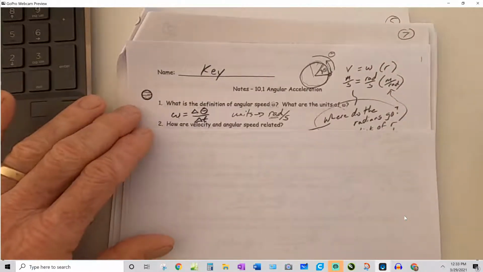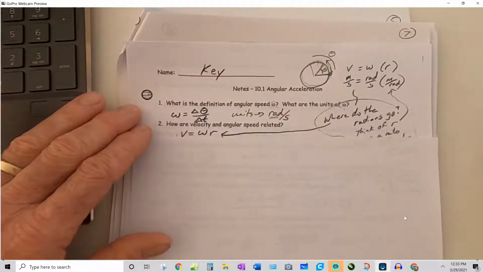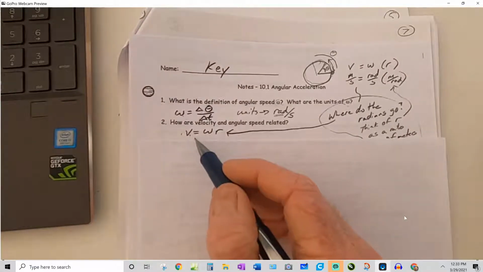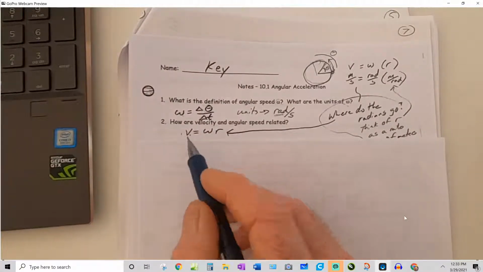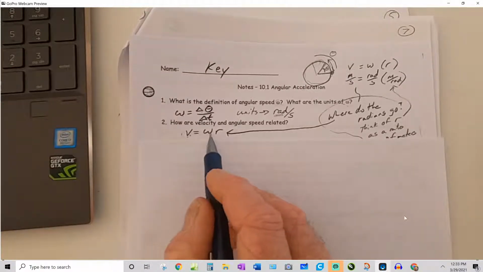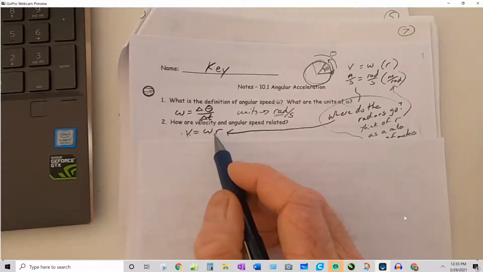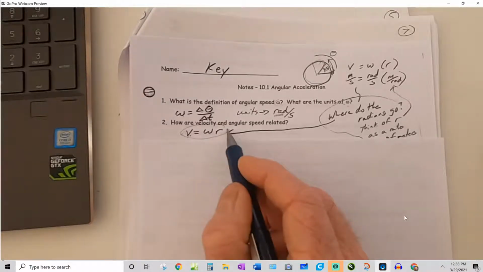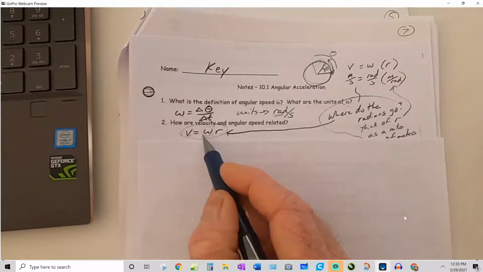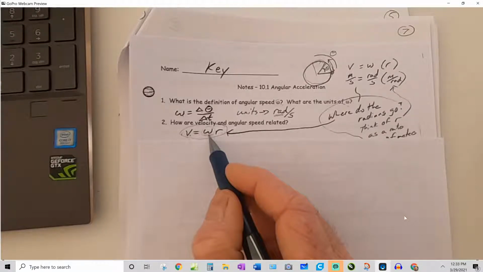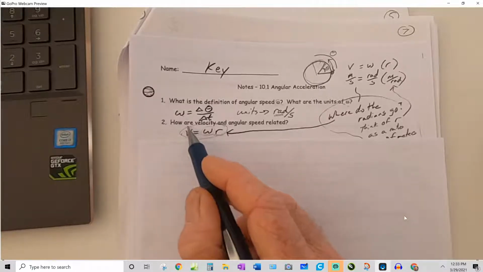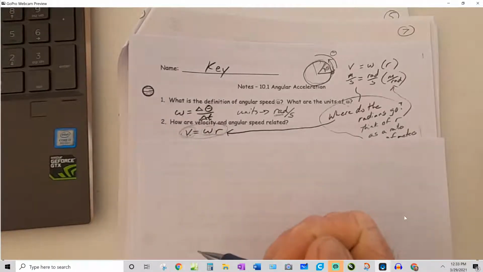All right. How are velocity and angular speed related? So v, this is the velocity that we've dealt with so far. This would be meters per second. This equals radians per second multiplied by r. So this is a little formula, and generally if you take any of the new angular measurements that we're going to be working with and you multiply them by the radius of the circle that they're rotating through, you're going to get a linear measurement.